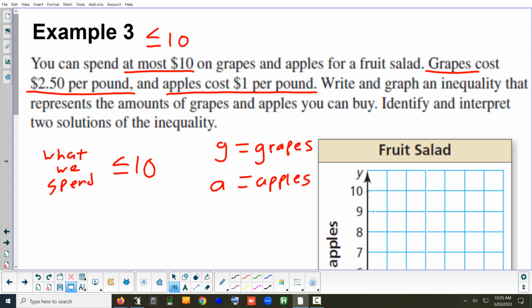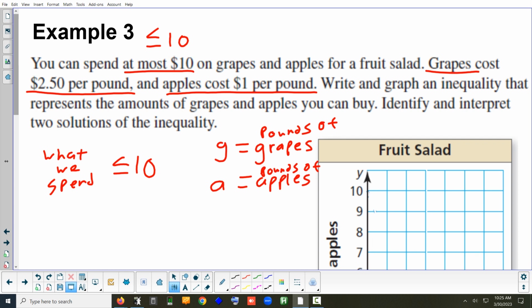And how are we measuring how we buy grapes and apples? We pay for them by the what? Yeah, per pound. So I'm going to add pounds of grapes and pounds of apples. So G represents the number of pounds of grapes. A is pounds of apples. Now, if I bought 1 pound of grapes, based on that information, can somebody tell me how much it would cost if I bought 1 pound?